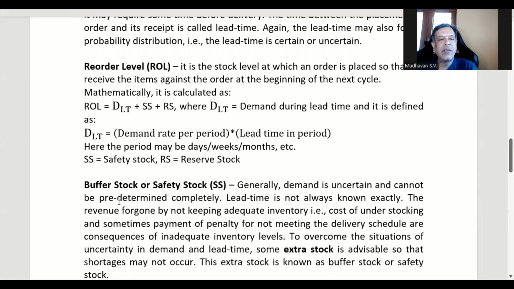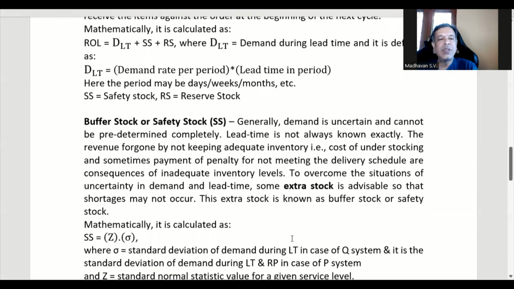Buffer stock or safety stock, what do we mean by that? Generally, demand is uncertain and cannot be predetermined completely. Lead time is not always known exactly. The revenue foregone by not keeping adequate inventory, that is cost of understocking, and sometimes payment of penalty for not meeting the delivery schedule, or the consequences of inadequate inventory models.